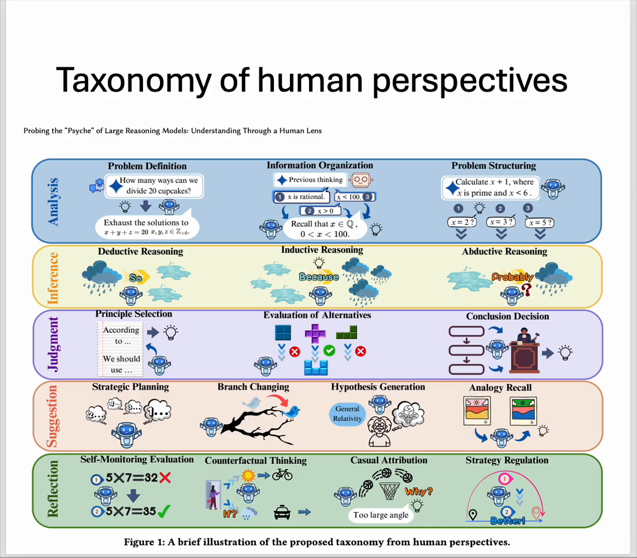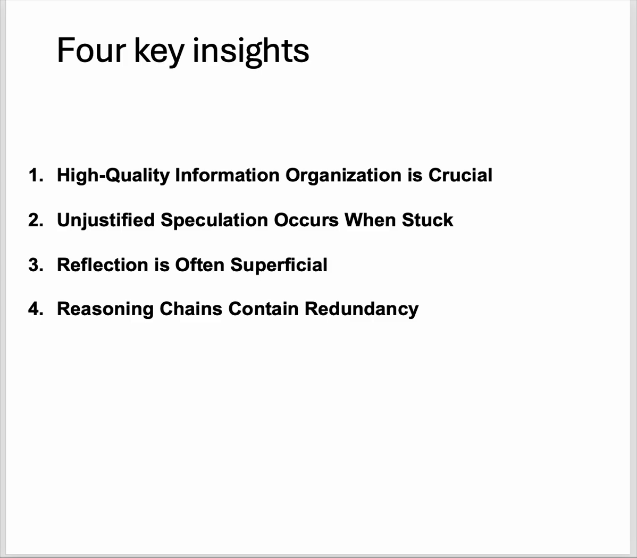The analysis of the labeled COTs yielded 4 major non-obvious insights into how LRMs reason. 1. High-quality information organization is crucial for success. Successful reasoning attempts frequently use analysis information organization, the ability to recall key facts and context early on. This step, which maintains context and long-term planning, proved to be a key success factor.